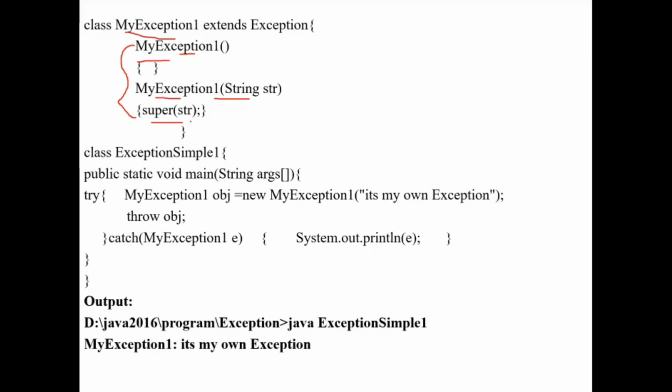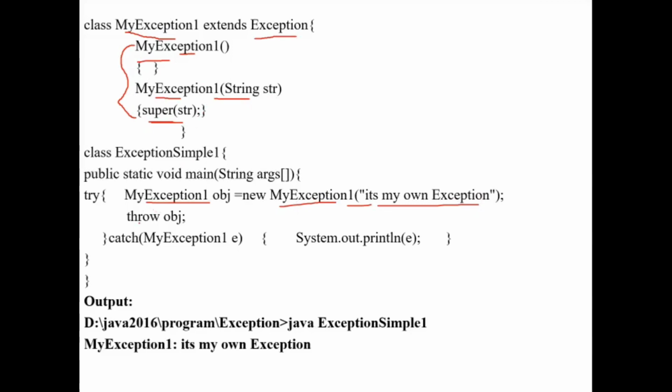So super is used to access the base class members. So this will call the base class one-argument constructor. Who is the base class for this MyException1? Exception. So that Exception class has one string, and that string is initialized by this string. Here, when I am creating the object for MyException1, I am passing the string "It's my own exception". So this string is passed to the superclass Exception.